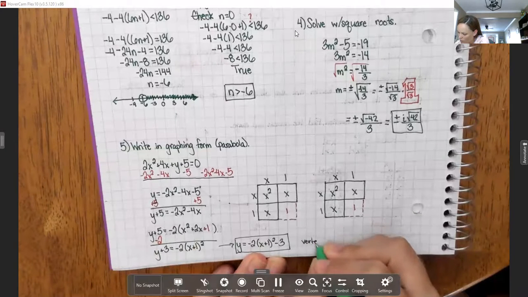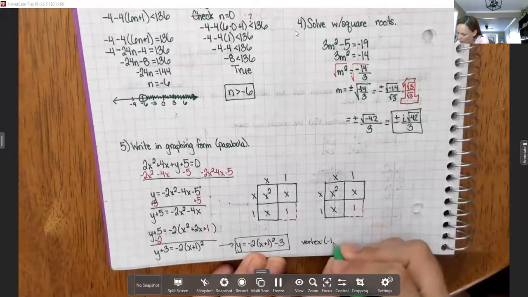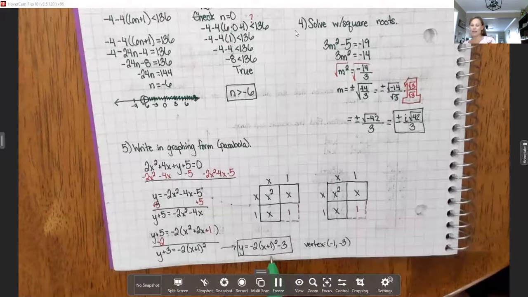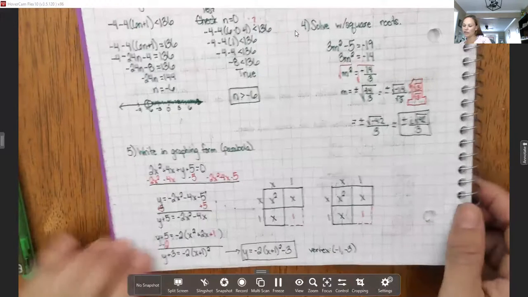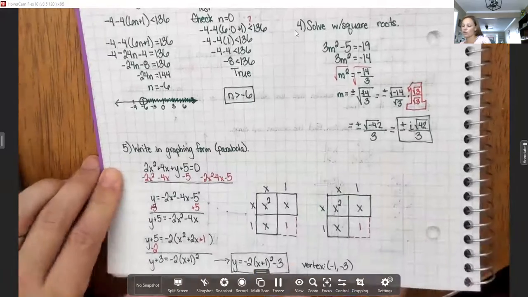So to remind you, that means the vertex here is -1, -3. This problem didn't ask for that, but you should know how to identify h and k. And we have two more. Give me a second before I turn the page. The next one is also writing graphing form, but it's for a circle, not a parabola.